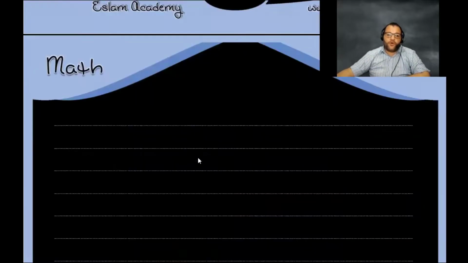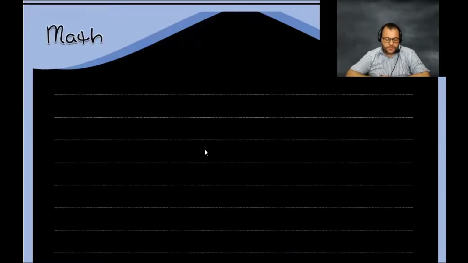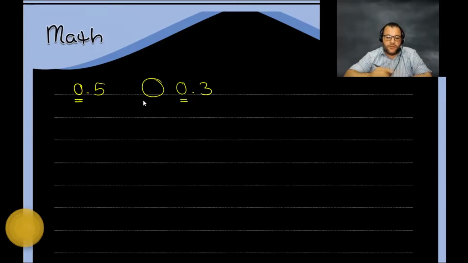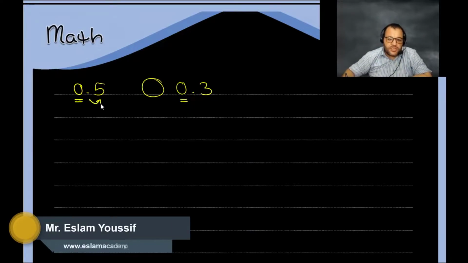So how can we compare between two decimals? To compare decimals, suppose that I have 0.5 and 0.3. Number one, look at the number before the decimal point. What is the number before the decimal point? 0 and 0. They are the same, so go to the decimal part. The numbers at the right of the decimal must have the same number of digits. How many digits at the right of the decimal point?